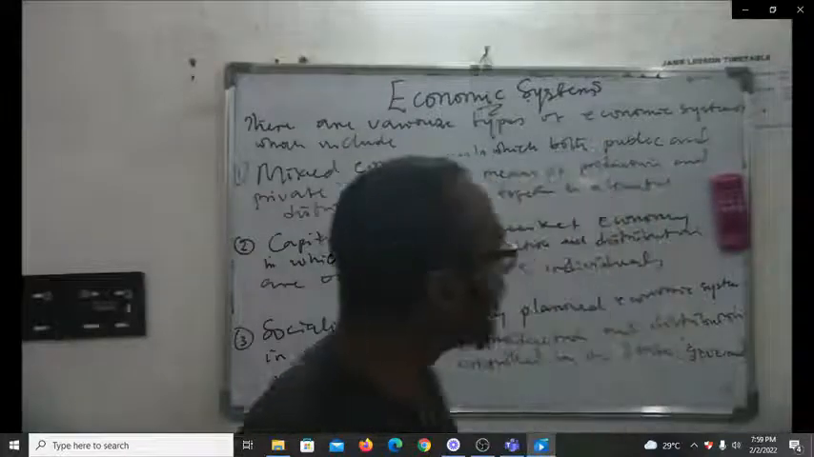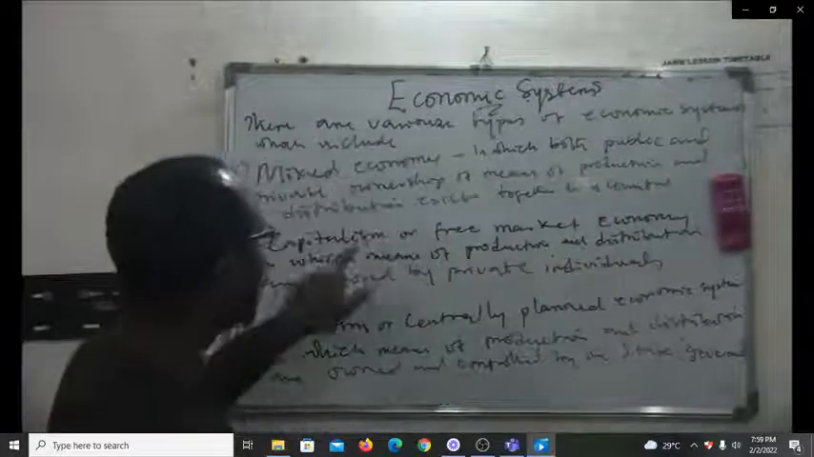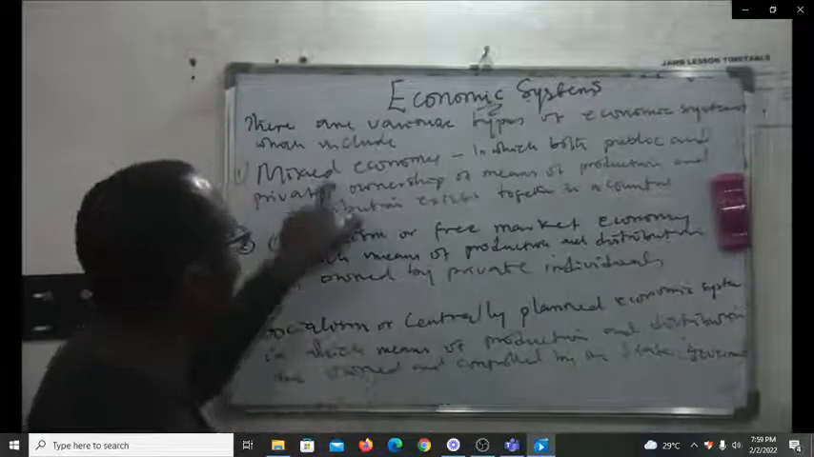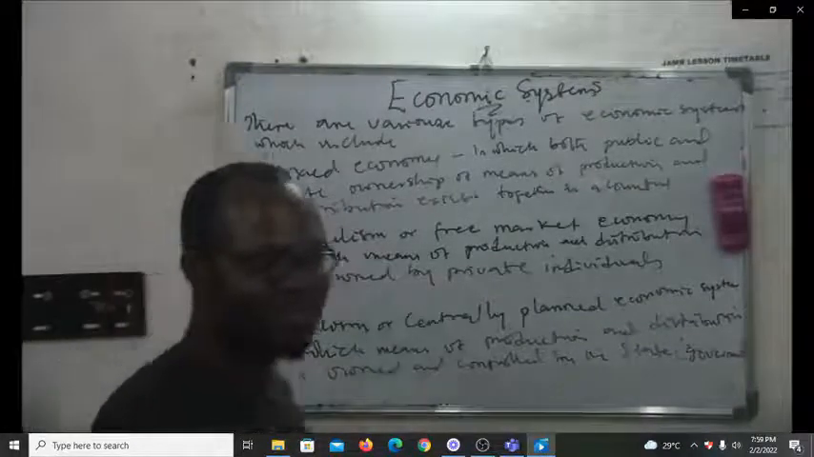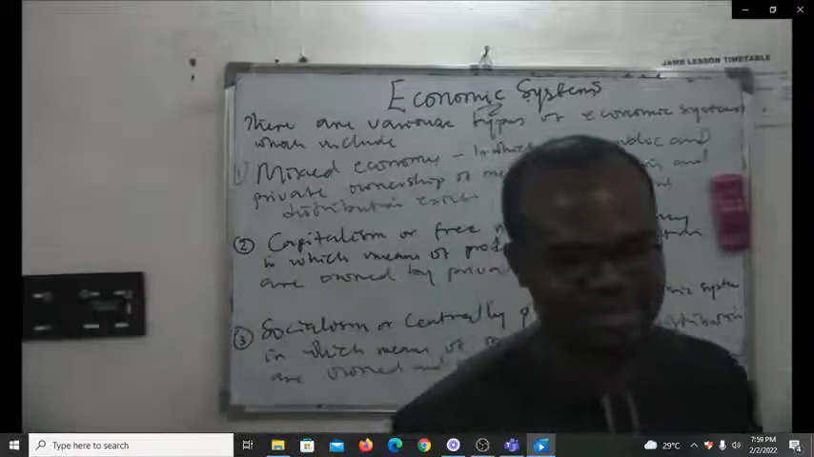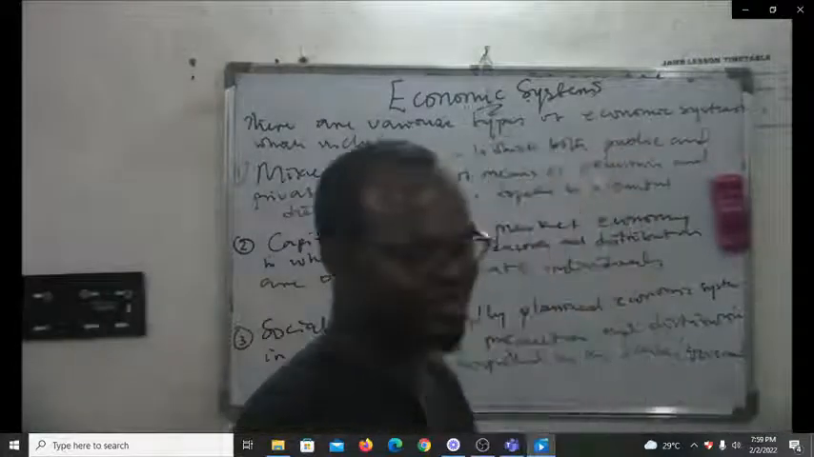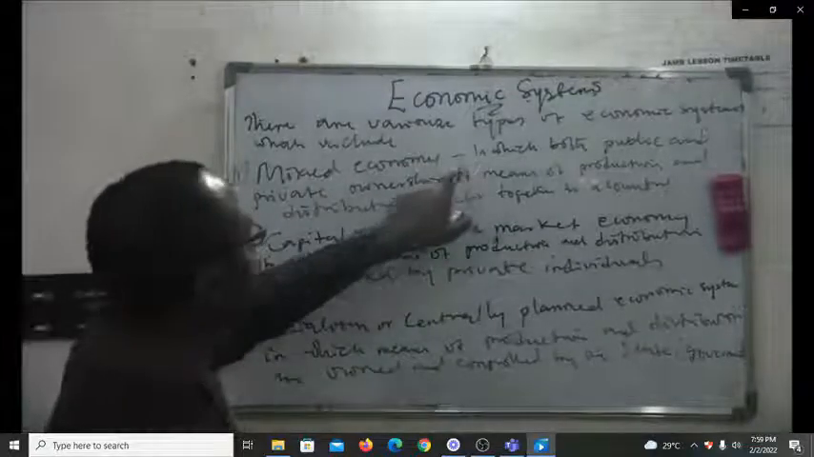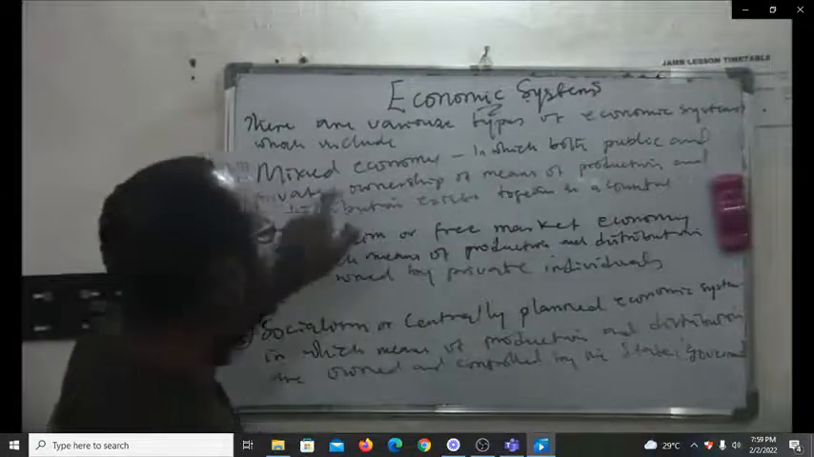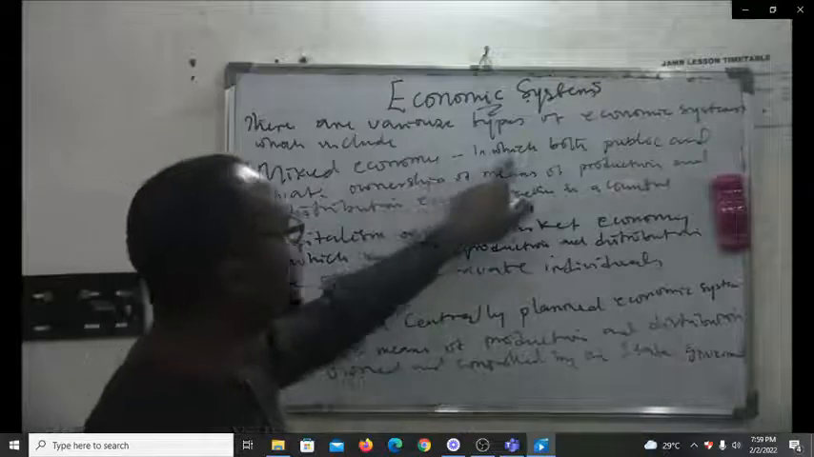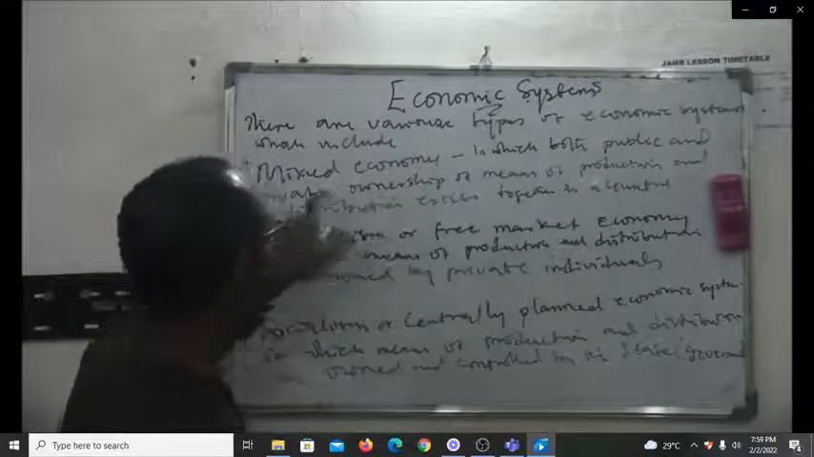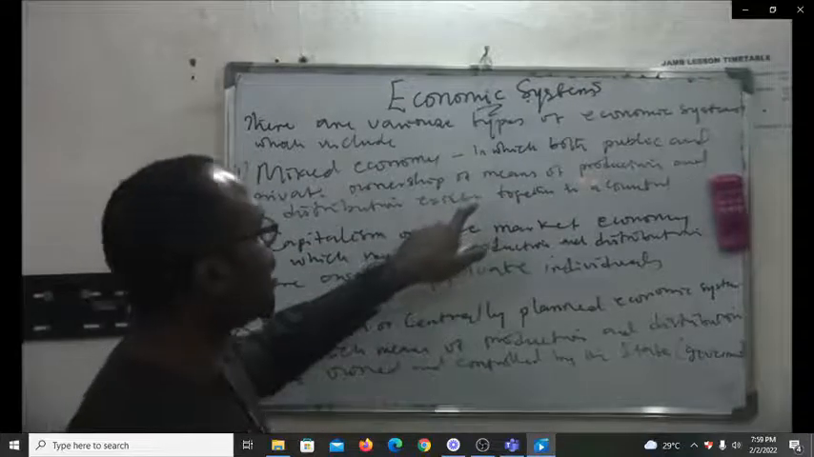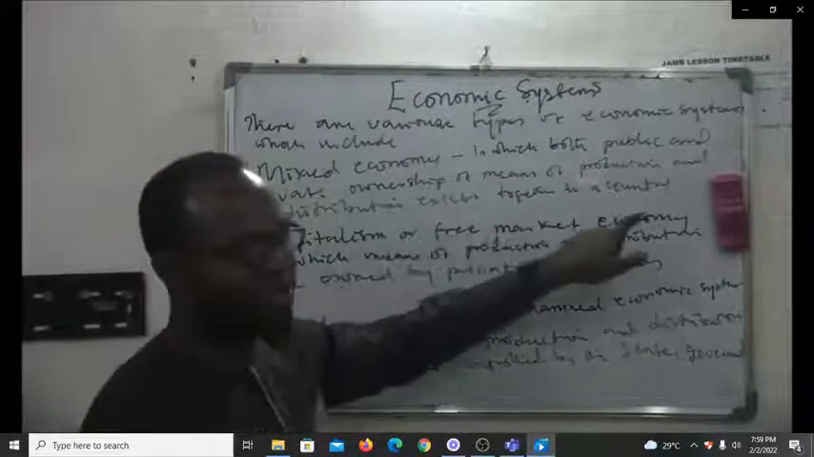Good. So your economy can either be a mixed economy, capitalism, or socialism. Is that clear? We did something like that in government. So a mixed economy is an economy in which both public and private ownership of means of production and distribution exist together in a country. You understand?